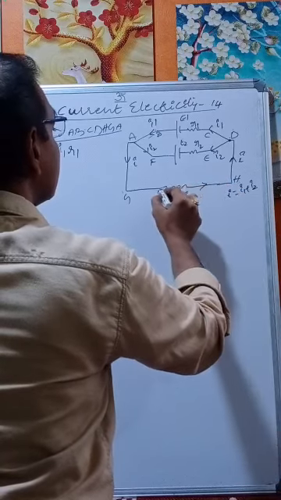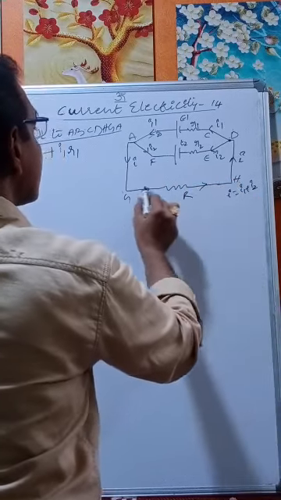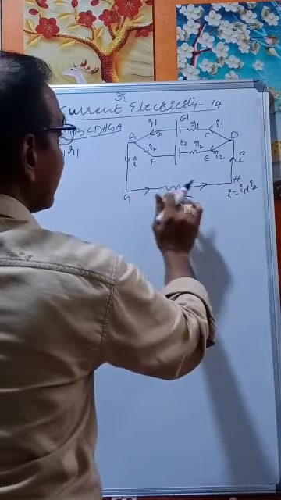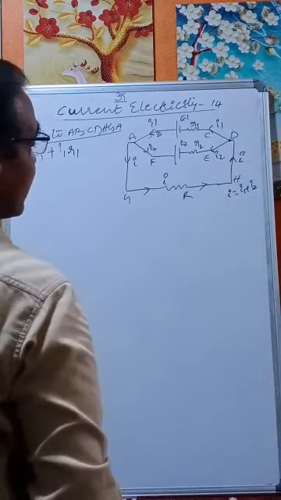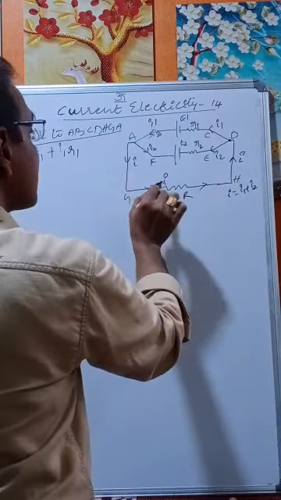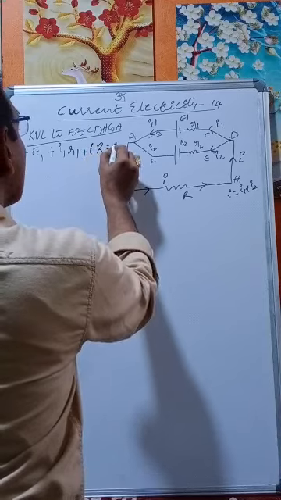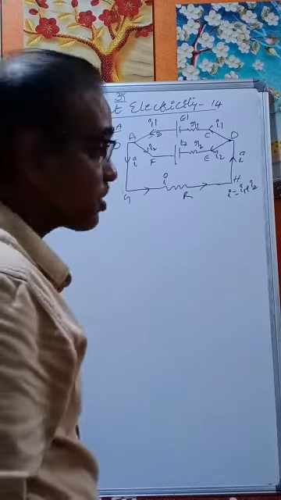Then we move A, B, C, D, H, G, A. What is the current here? The current is I, the same current. Moving from D to H, G, A, the current I is again opposing. Therefore, plus IR equals 0. So minus E1 plus I1 R1 plus IR equals 0.